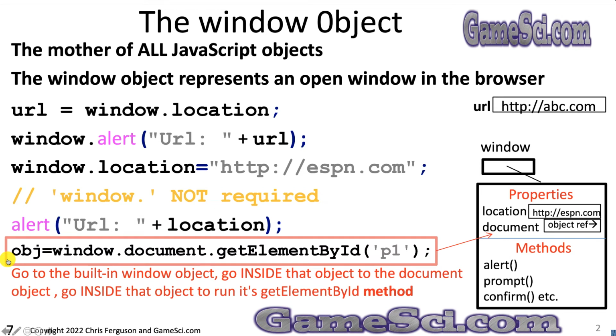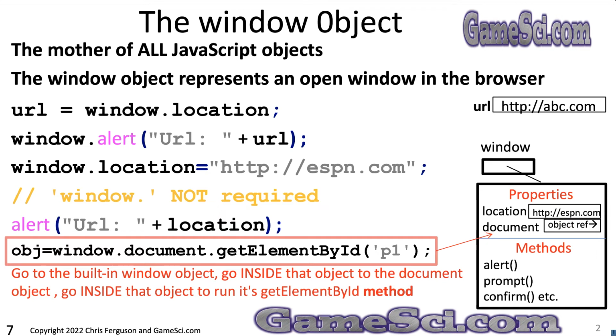Ooh, here's a juicy line of code. obj equals window.document.getElementById p1. Go to the built-in window object, and it turns out the document object is part of the window object. It's literally a property of the window object. We go inside of that object and we run its getElementById. Now, getElementById is part of the document object, and it says go find me the element on the page with the ID equal p1. And it will go find that and return that to the user.